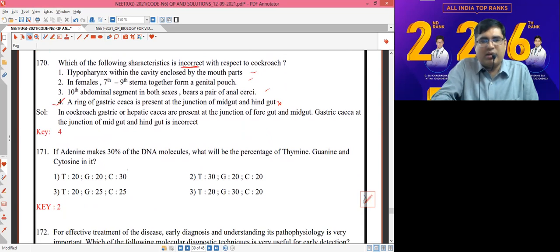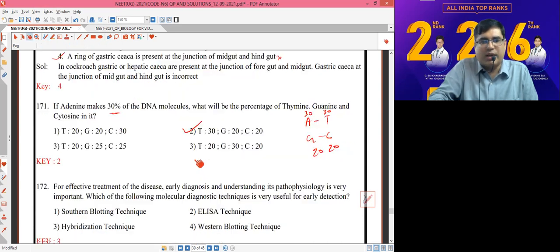If adenine is 30%, A bonds with T and G bonds with C. So if A is 30, of course T would be 30, and the rest 40% would be divided by 2, that is 20 each. So that way, if I observe, this particular option would be the correct one only.